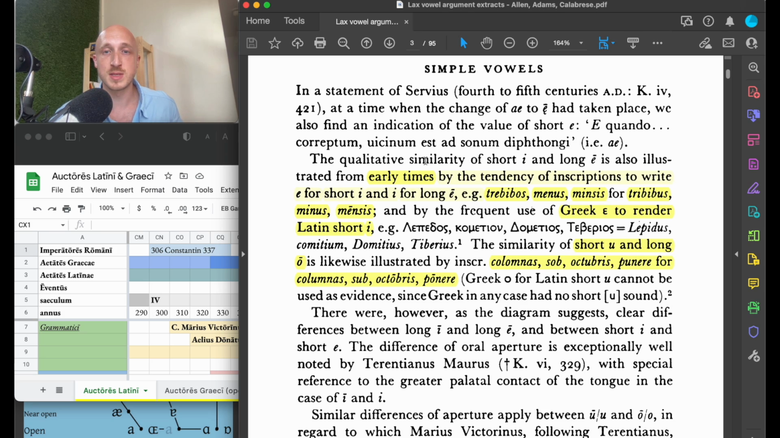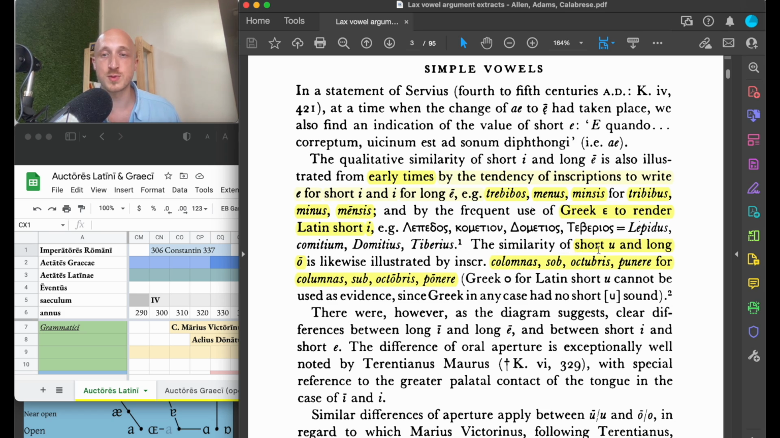So the qualitative similarity of short e and long e is also illustrated from early times by the tendency of inscriptions to write letter e for short letter I and letter I for long letter e. For example, trebibos, menus, mensis for tribibus minus mensis. And by the frequent use of the Greek epsilon to render Latin short letter I. So lepedos for lepidus, kometion for comitium, dometios for domitius, tiberios for tiberius.